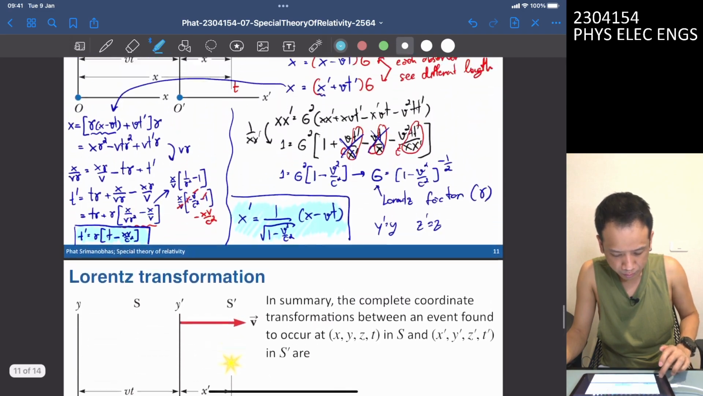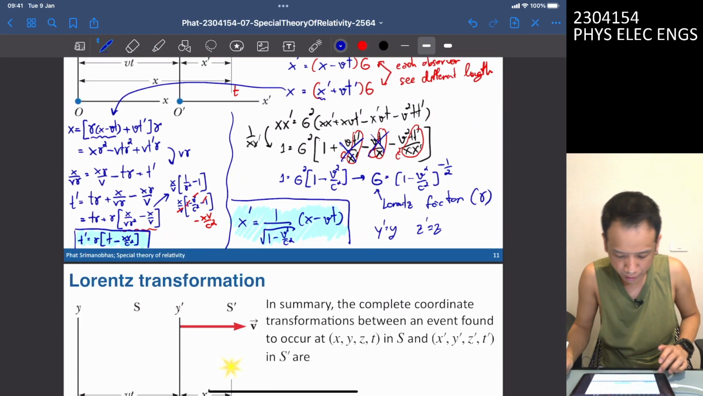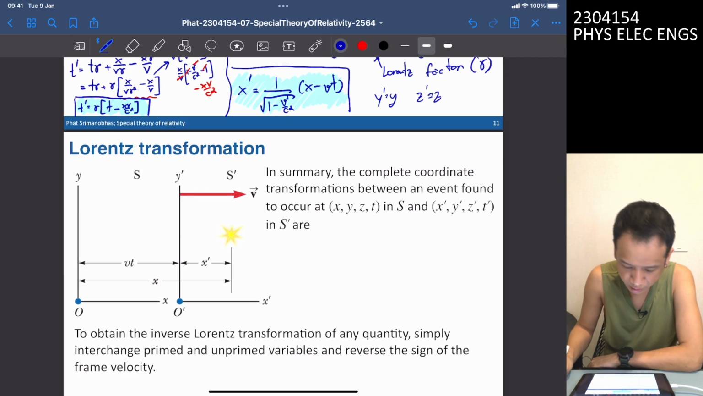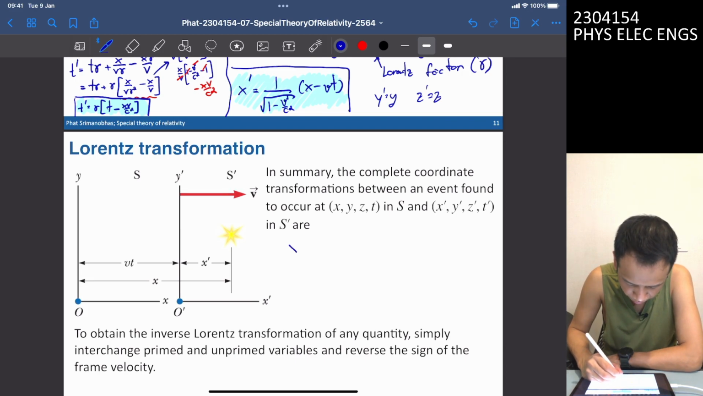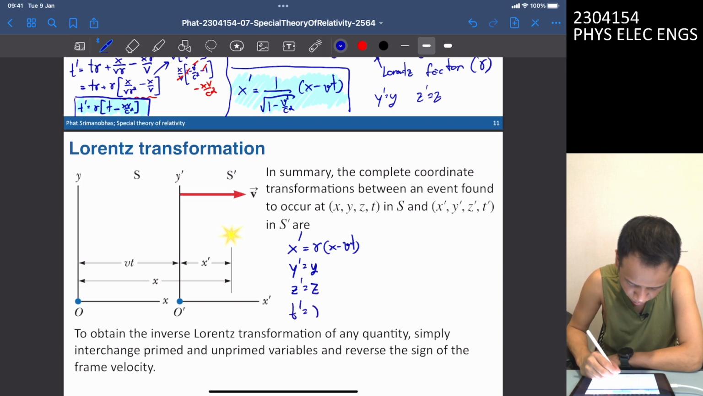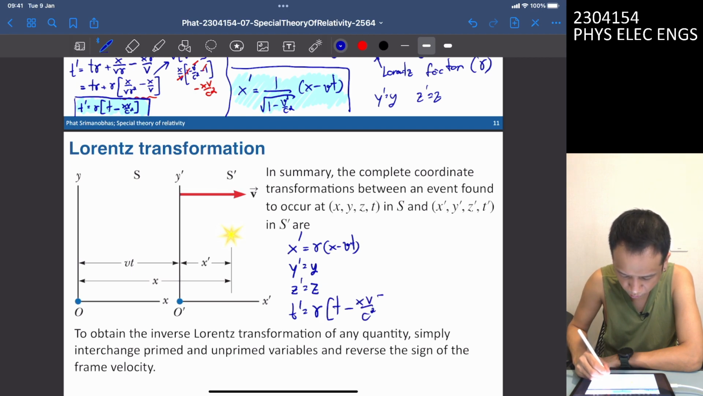So in summary, what you get, you can write it in the next slide for the summary: the coordinate transformation between an event found in S and S prime can be related by the following equations. x prime equals gamma (x minus vt), y prime equals y, z prime equals z, and t prime equals gamma (t minus xv over c squared).